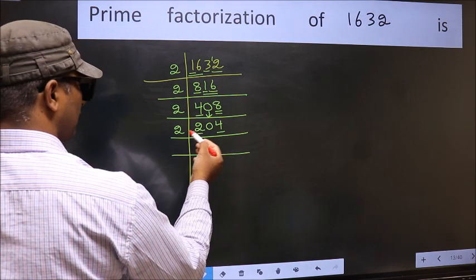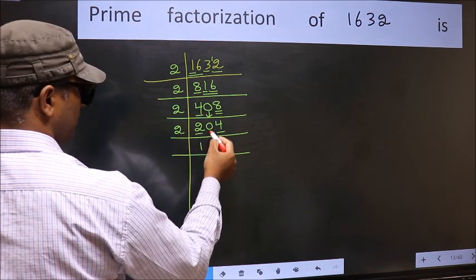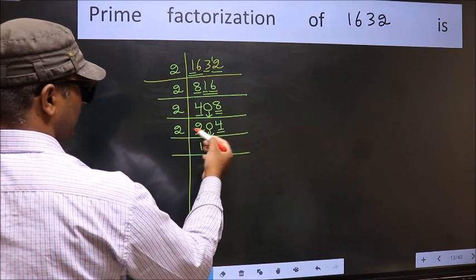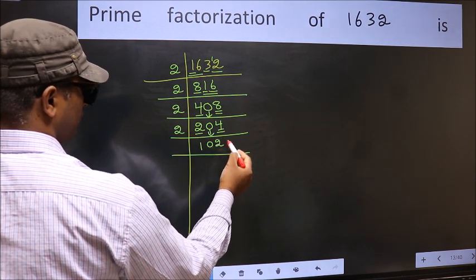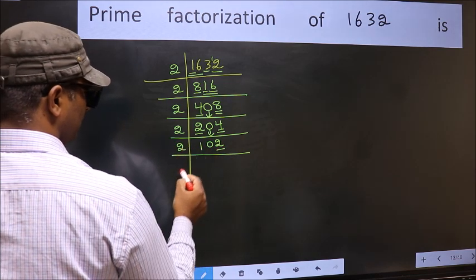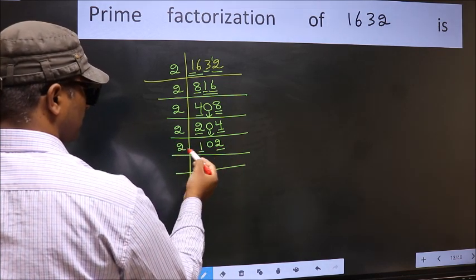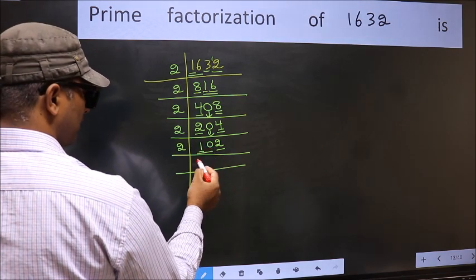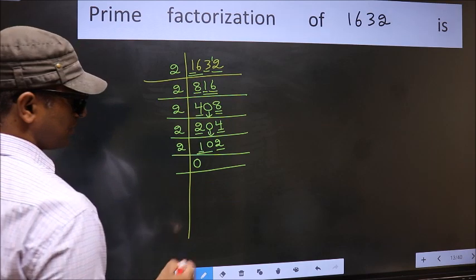First number 2, when do we get 2 in the 2 table? 2 1s are 2. This 0 as it is, bring down. The other number 4, when do we get 4 in the 2 table? 2 2s are 4. Now the last digit 2 is even, so take 2. First number 1 is smaller than 2, so take 2 numbers, 10. Whenever you take 2 numbers, compulsory put 0.